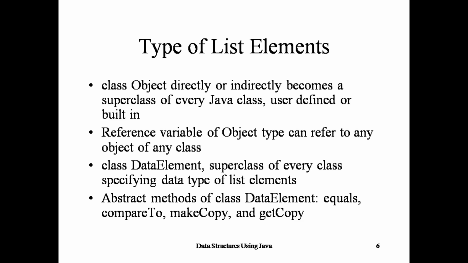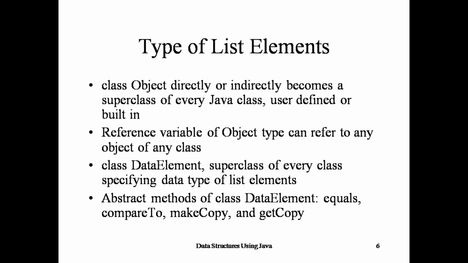Recall that objects of an abstract class cannot be instantiated. While writing the algorithms to implement list operations, we assume that every list element is an object of the type DataElement. To organize specific data, the user can extend the definition of the class DataElement. In other words, the class DataElement becomes the superclass of every class specifying the data type of the list elements. The following statements define DataElement to be an abstract class with operations described previously. Public abstract class DataElement.